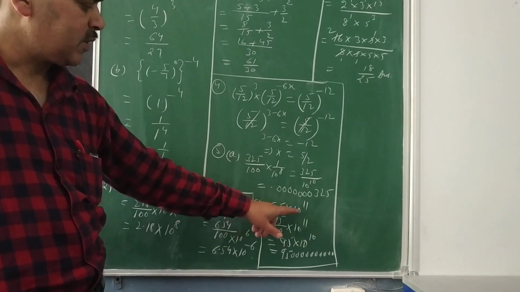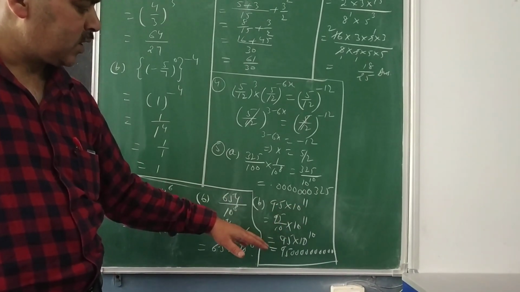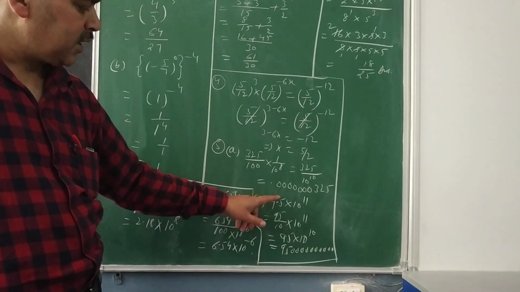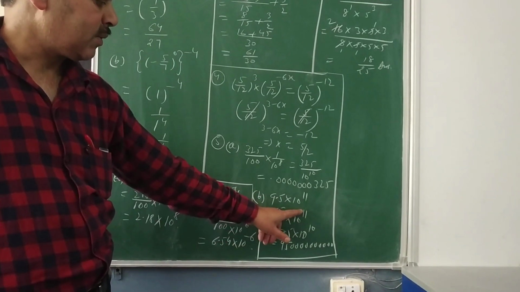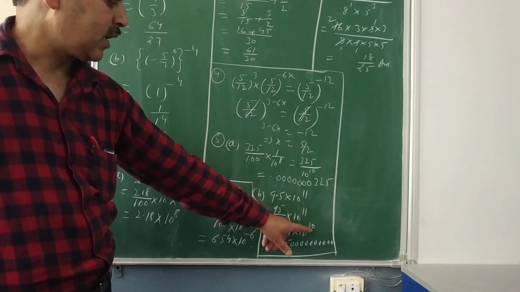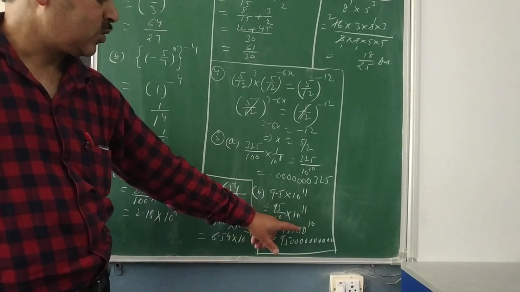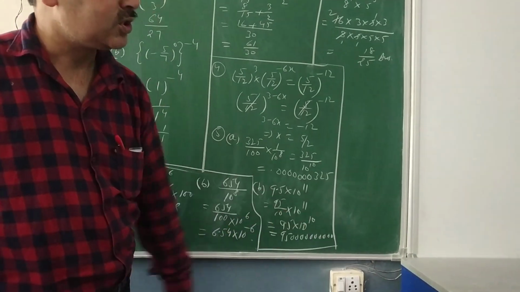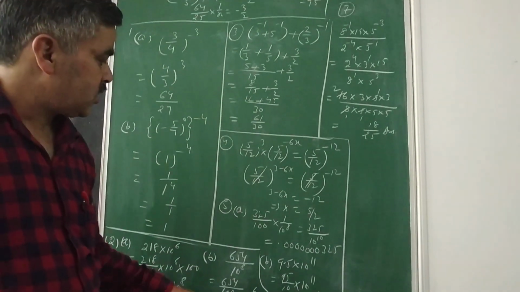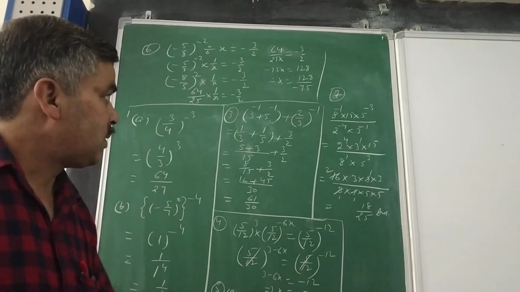Then 9.5 into 10 by 11. Easily you can convert it into the usual form. 95 upon 10. 11 is the power. Shift this 10 to the numerator. One power will get minus. So it will become 10 raised to the power 10. So 95 into 10 raised to the power 10 means 95 with 10 ending zeros. So that will be the answer for your question number 5, A and B part.